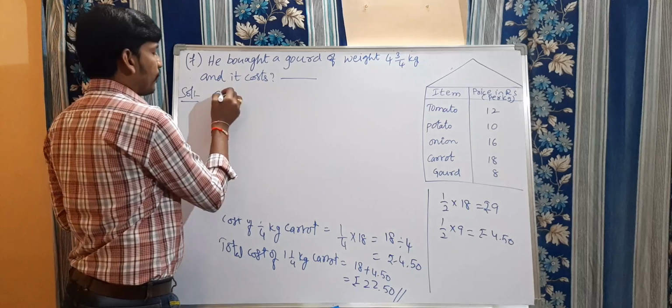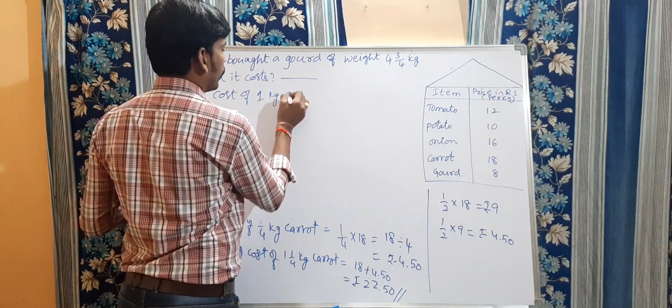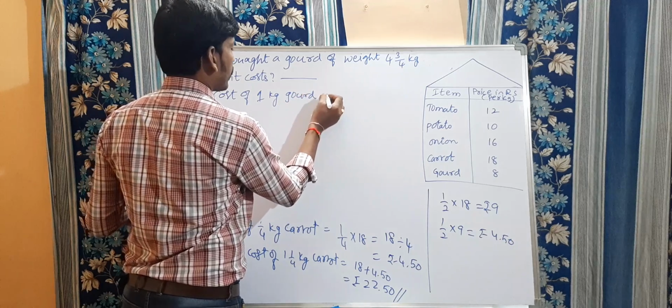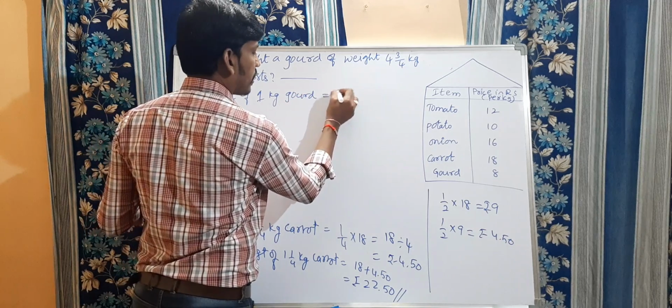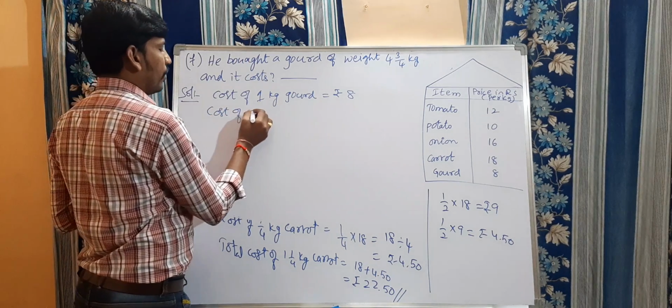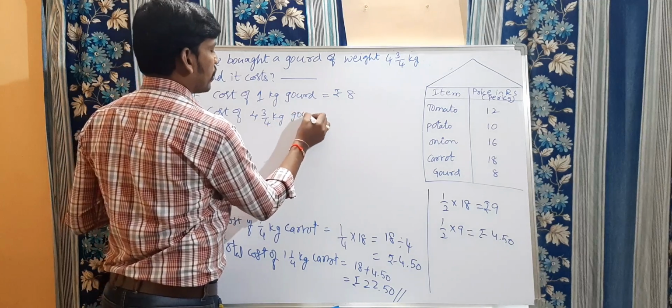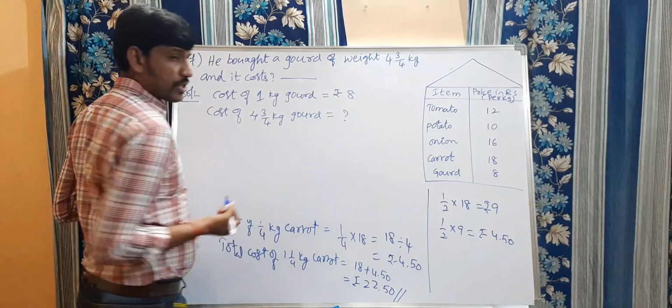Now, the cost of 1 kg of gourd is equal to how much? That is rupees 8 only. Now we need to find out the cost of 4 3 by 4 kg of gourd. So now see this here.